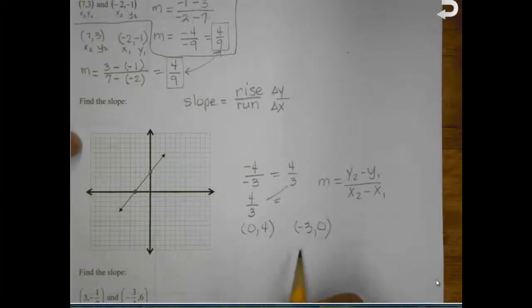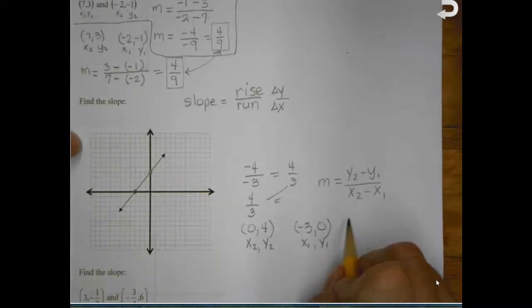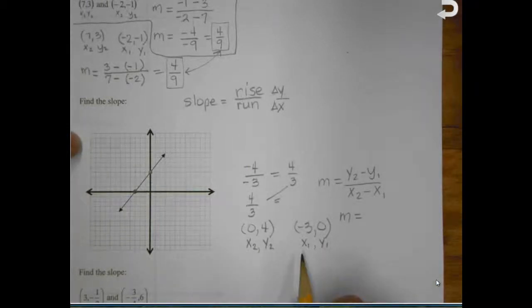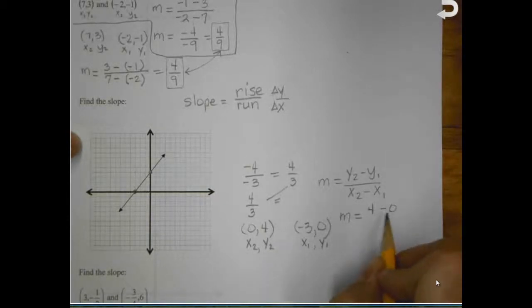Now I can choose whichever one I want to be my number 2 subscript and my number 1 subscript. So I'll choose this pair to be my 2's, just randomly, but I'm really looking at them and they're both positive, so I think it'll be easier to have them in the first position. And then I have x1, y1 for my second pair there. So if I put them into my formula, I have y2, which is the 4, minus 0, and then x2, which is 0, minus -3.